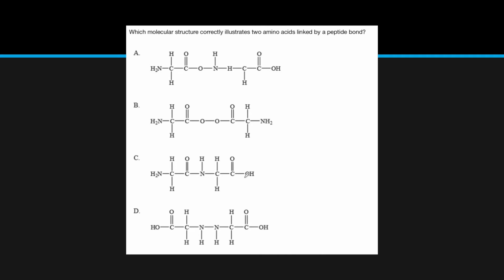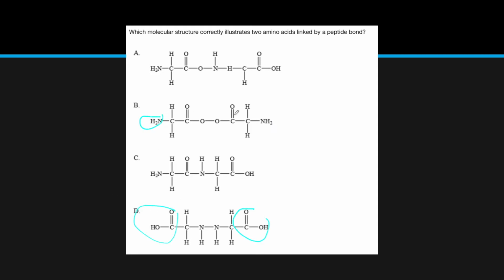Here's an example question if you want to take a moment to pause and answer. What molecular structure correctly illustrates two amino acids linked by a peptide bond? First thing you can do to eliminate some answer choices is to see that it's end to end. It's never going to be two carboxyl groups together or two amine groups together. So these two have carboxyl groups on the ends.